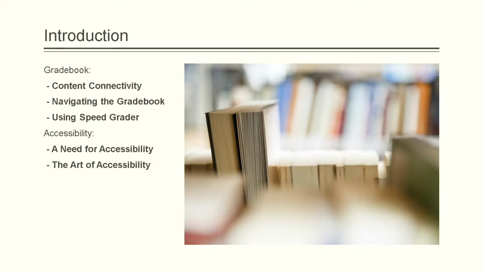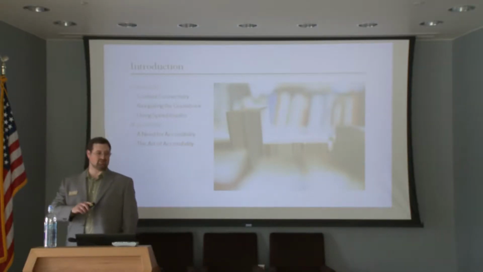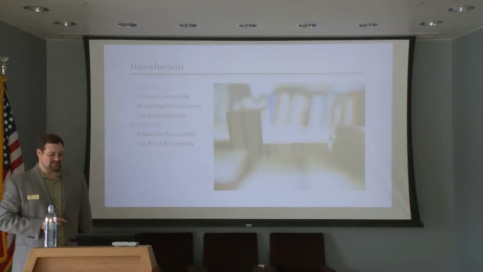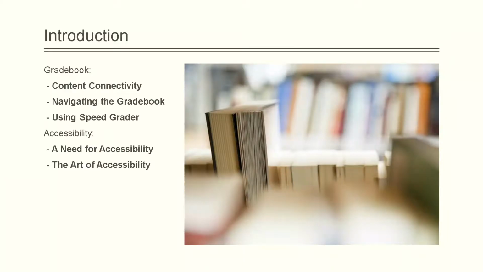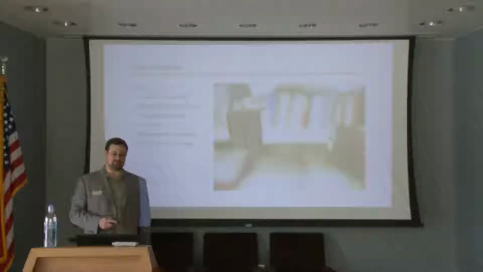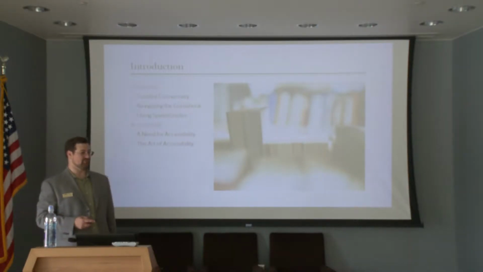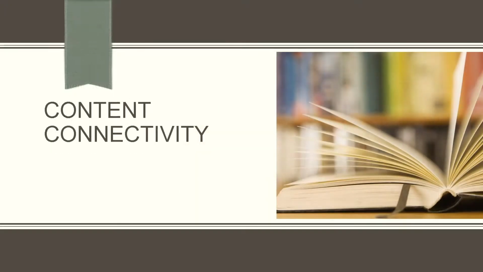So today, we're going to be talking about content connectivity. I'll explain what that means. Then navigating the gradebook in Canvas and using the SpeedGrader in Canvas, and that will cover the gradebook material. And then we'll start talking about accessibility and some basics on accessibility, the need for accessibility, why we should be paying attention to it, and then some techniques, some things you can try in your Canvas courses, the art of accessibility.